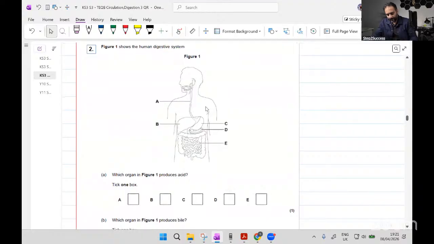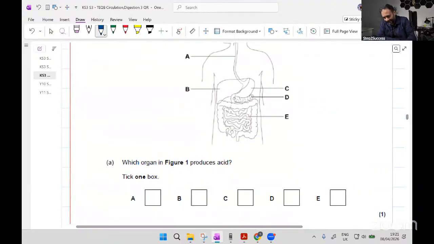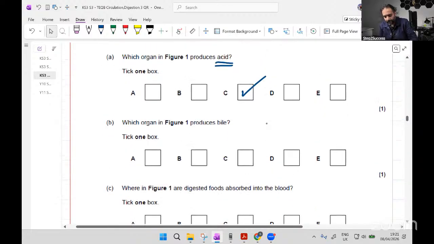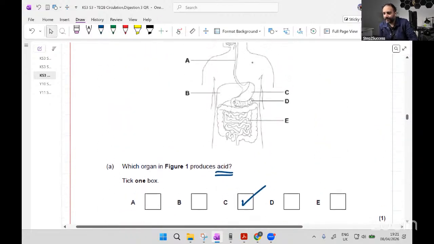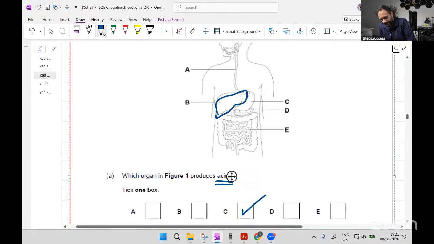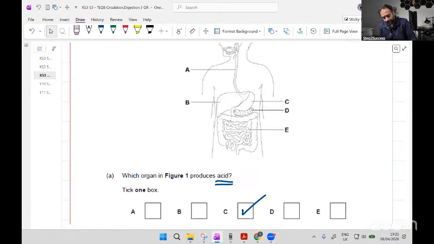Here is the digestive system. Which organ produces acid? Acid is produced by our stomach. So we need to just point at the one which is the stomach, and C is the stomach. Which organ produces bile? Bile is produced by your liver, and the liver on that diagram is this thing here. So B.